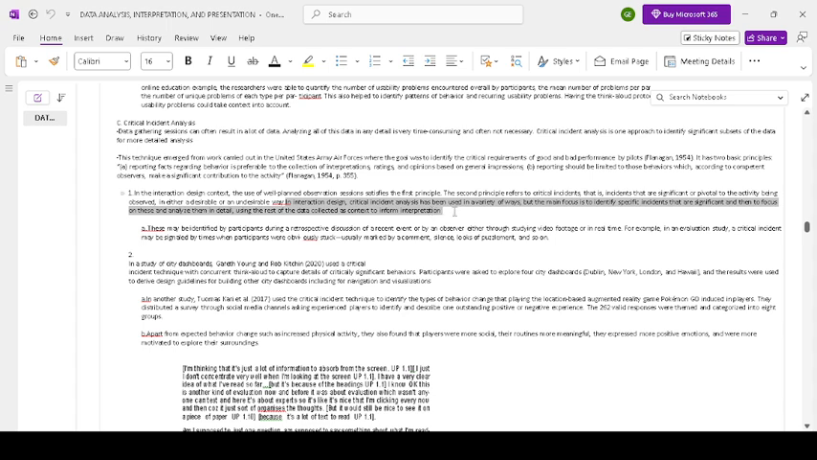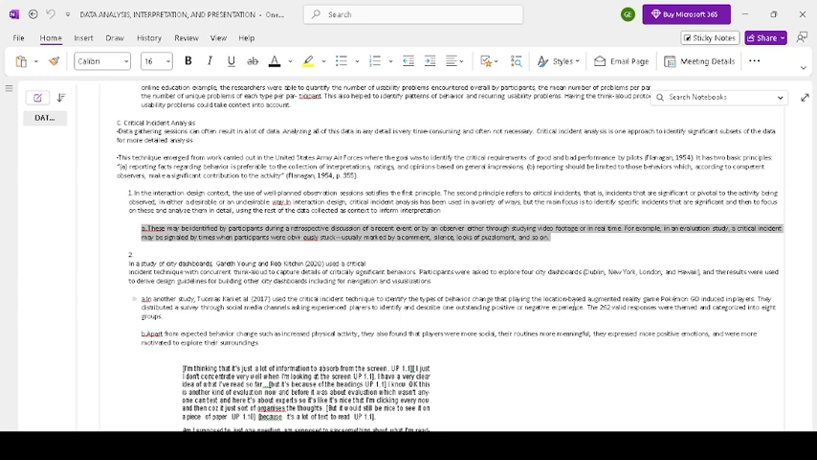In interaction design, critical incident analysis has been used in a variety of ways, but the main focus is to identify specific incidents that are significant and then to focus on these and analyze them in detail, using the rest of the data collected as context to inform interpretation. This may be identified by participants during a retrospective discussion of a recent event or by an observer, either through studying video footage or in real time.